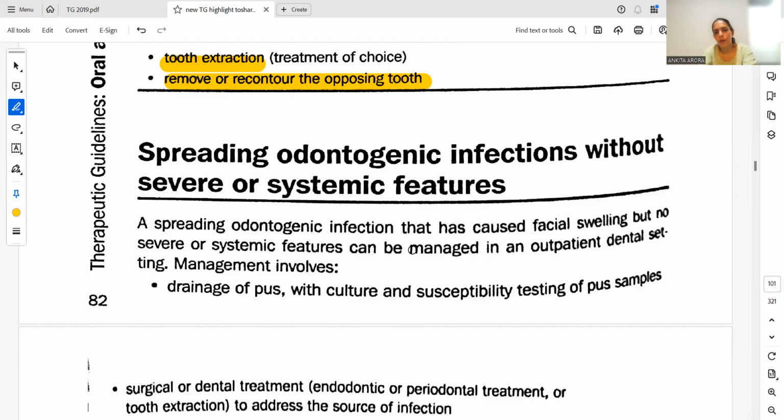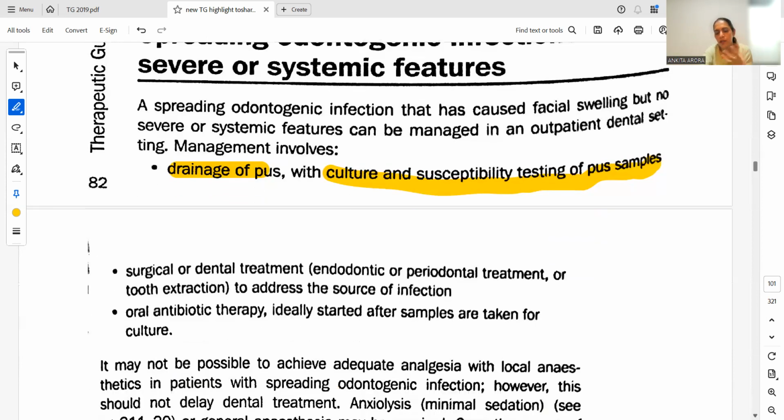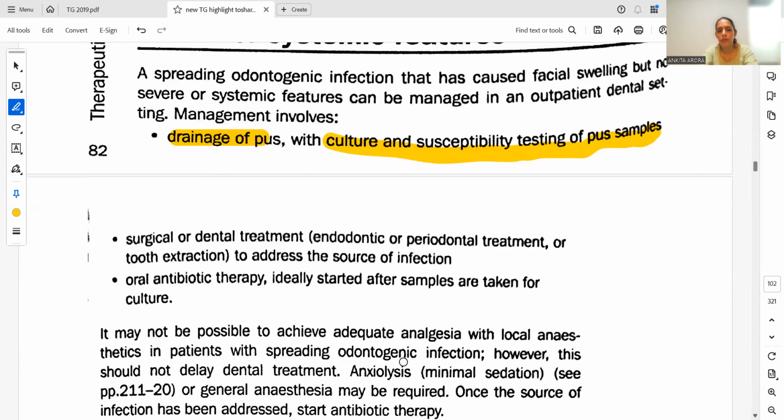A spreading infection that has caused facial swelling but no severe or systemic features can be managed in an outpatient dental setting. Management involves drainage of the pus with culture and susceptibility testing of the pus sample. So it was a swelling, an area on the face or maybe in the mandible chin area. So drain the pus and do the culture and susceptibility testing.